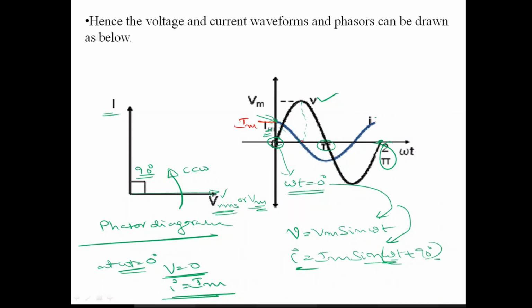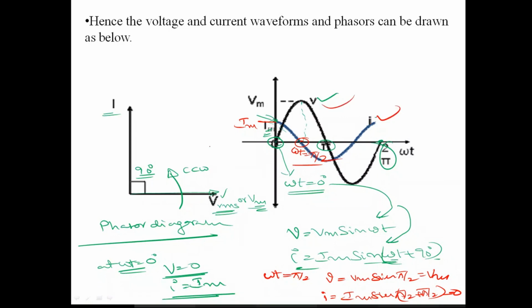Right. And when omega t is equal to pi by 2, substitute that in the expressions. At omega t is equal to pi by 2, what is V? V is equal to Vm sin pi by 2, which is equal to Vm only. Whereas I is equal to Im sin(pi by 2 plus pi by 2). So how much is it? Sin 180, that is equal to 0. That is the instant. So this is how the current and voltage waveforms of a pure capacitor are drawn, right?